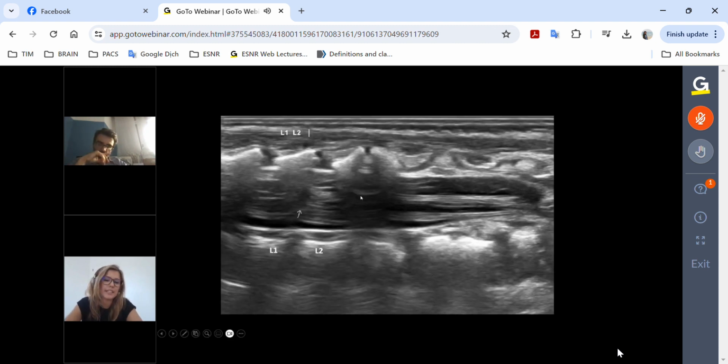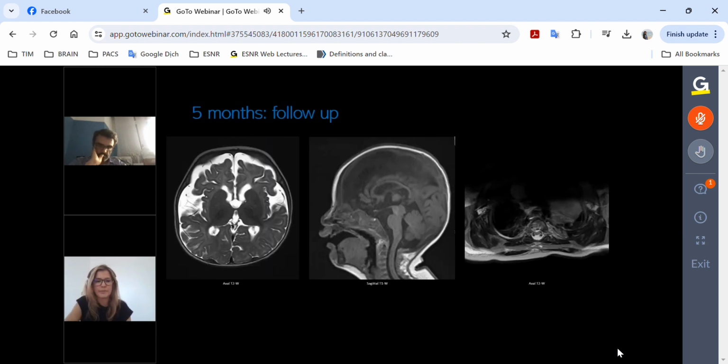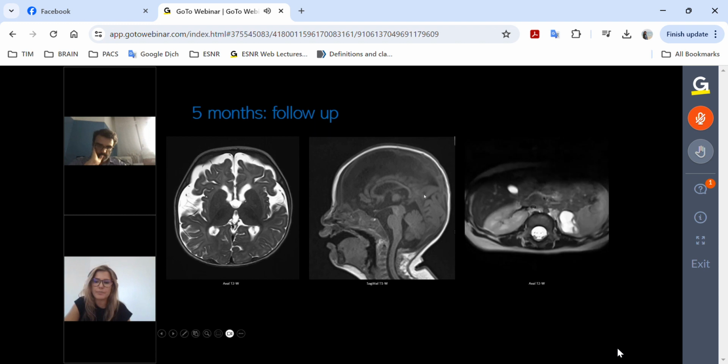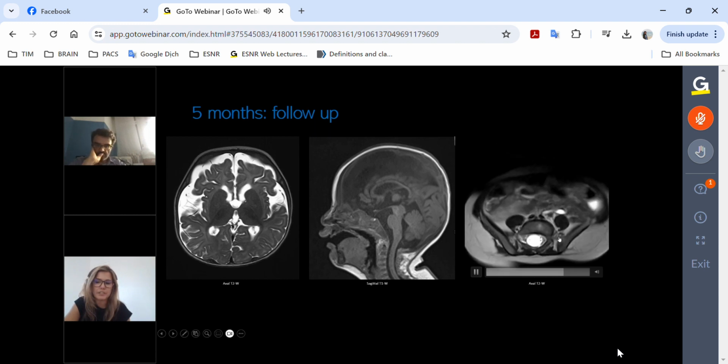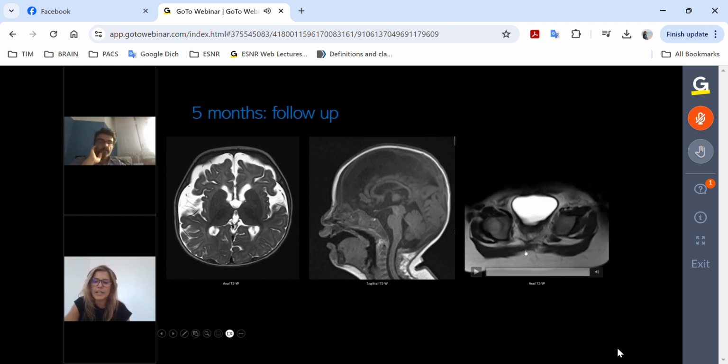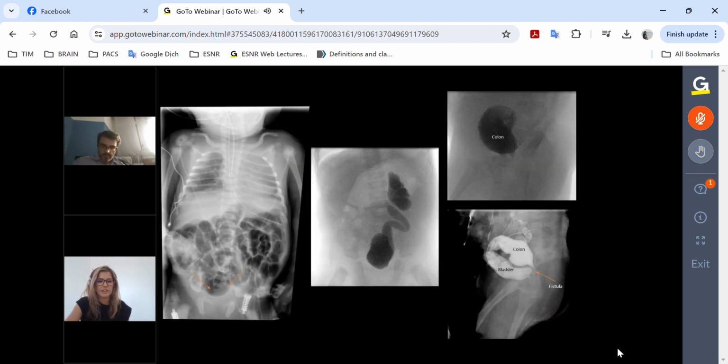This is the aspect it can take on ultrasound. It seems very difficult, I think, if you're not used to looking at this type of region, but you can detect that it is at the lower border of the first lumbar vertebra. The brain was normal, and this is the 5-month follow-up where you can see that the left kidney is non-functional, the agenesis is still here, and there is a small dilatation of the ependymal canal. There are some other findings. Especially there is a fistula between the colon and the bladder that we saw at the fluoroscopic examination.